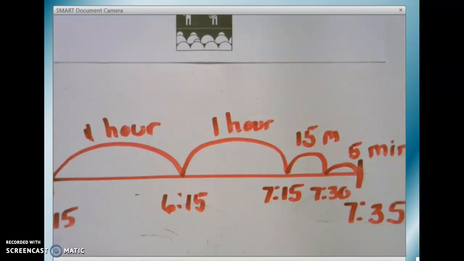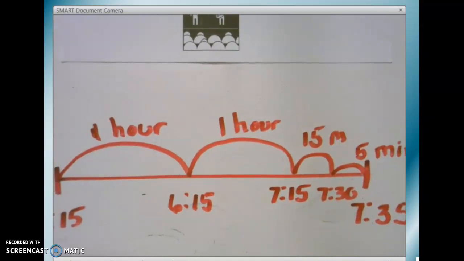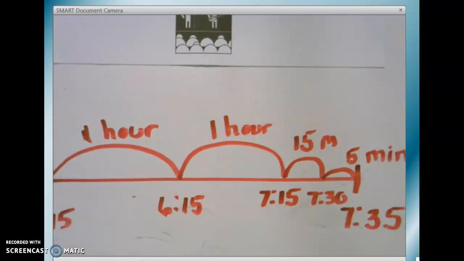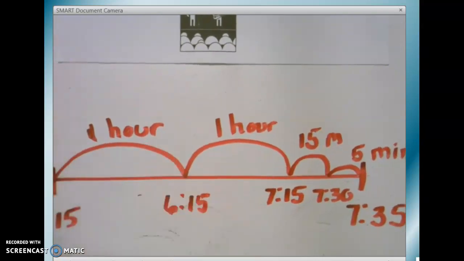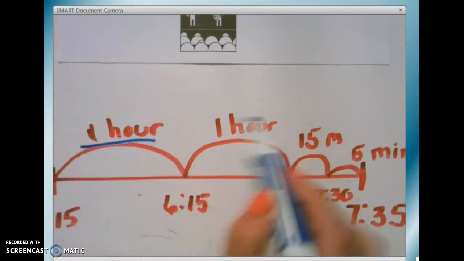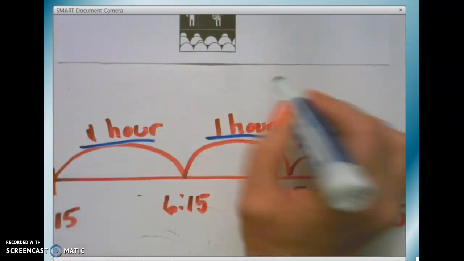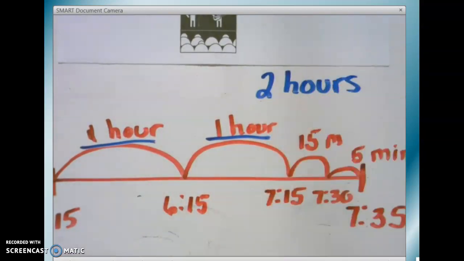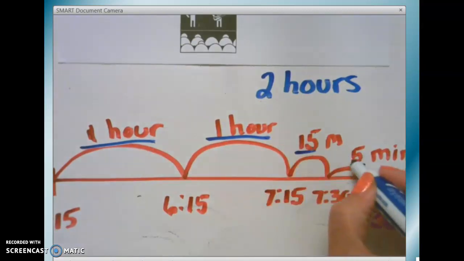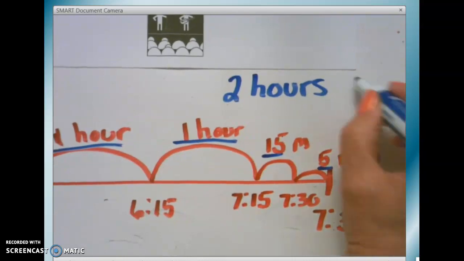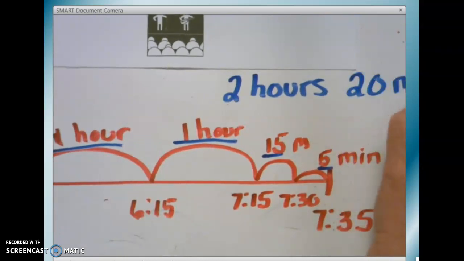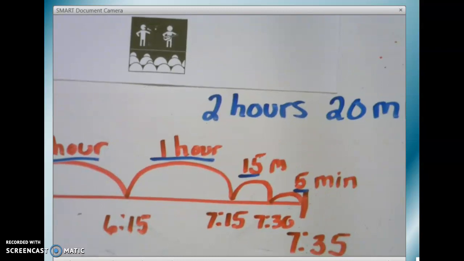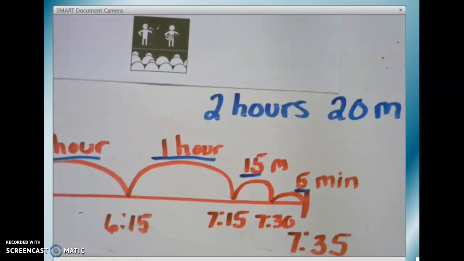Where's my elapsed time at? How much time has passed from 5:15 all the way over to 7:35? Here is my answer right here. 1 hour, 2 hours. So far I have 2 hours. And how many minutes? 15 minutes and 5 minutes is 2 hours, 20 minutes. You just figured out elapsed time. That's how we do that. So let's try another one.